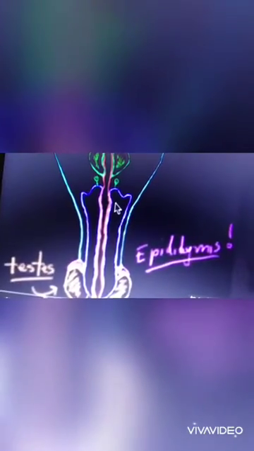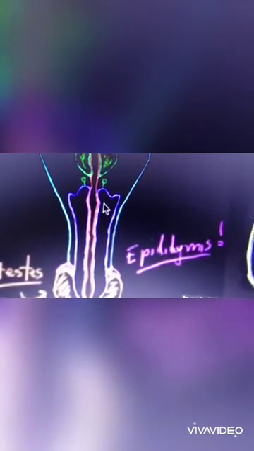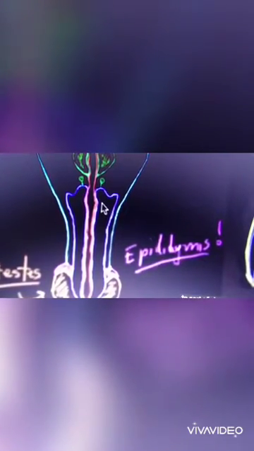The sperms also gain flagella in the epididymis. The flagella are used for the swimming activity of the sperms, and the movement of the sperms is mainly done by flagella. So for gaining the flagella, the sperms have to be stored in the epididymis.